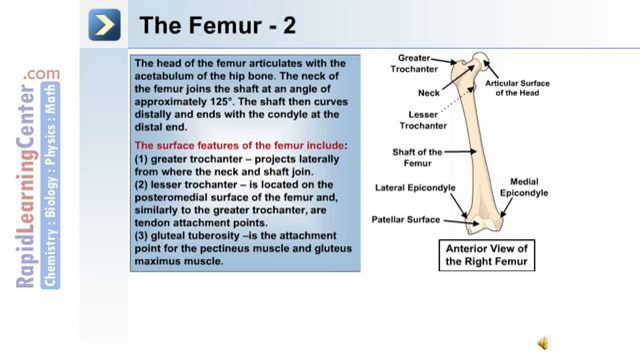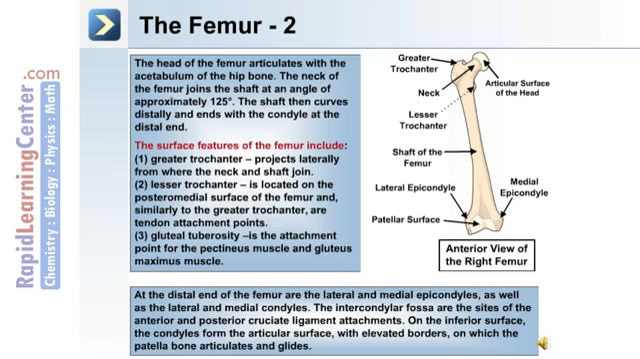The surface features of the femur include, number 1, the greater trochanter. This projects laterally from where the neck and the shaft join. Number 2, the lesser trochanter. This is located on the posterior-medial surface of the femur, and similarly to the greater trochanter are tendon attachment points. Number 3, the gluteal tuberosity. This is the attachment point for the pectineus muscle and the gluteus maximus muscle.